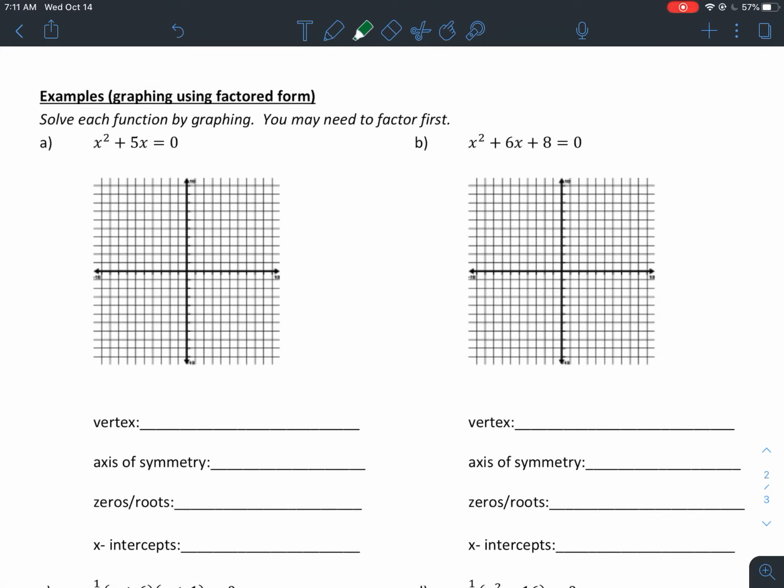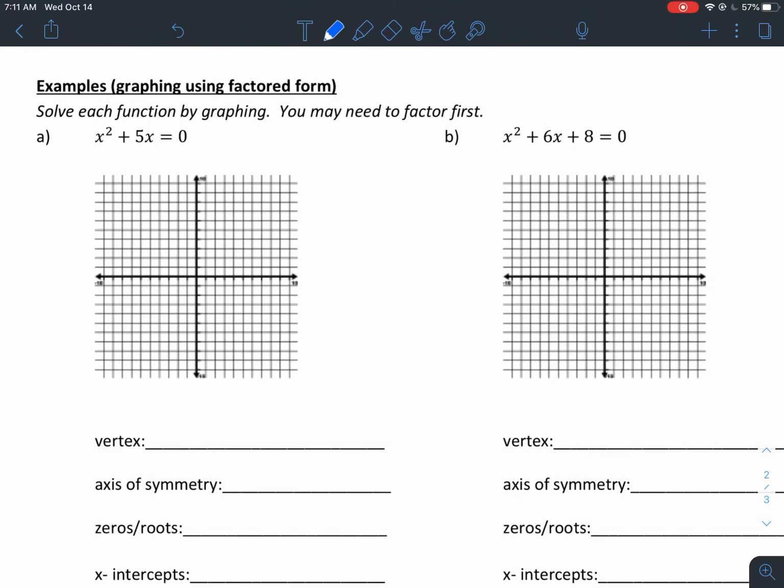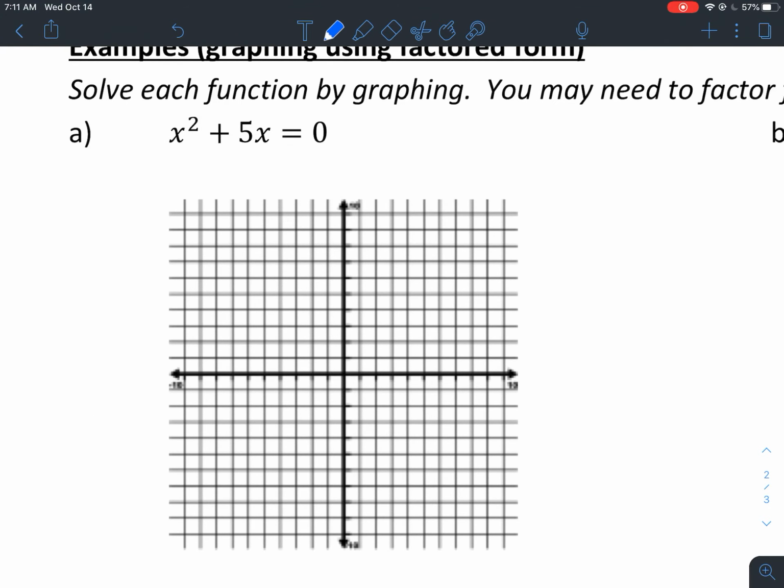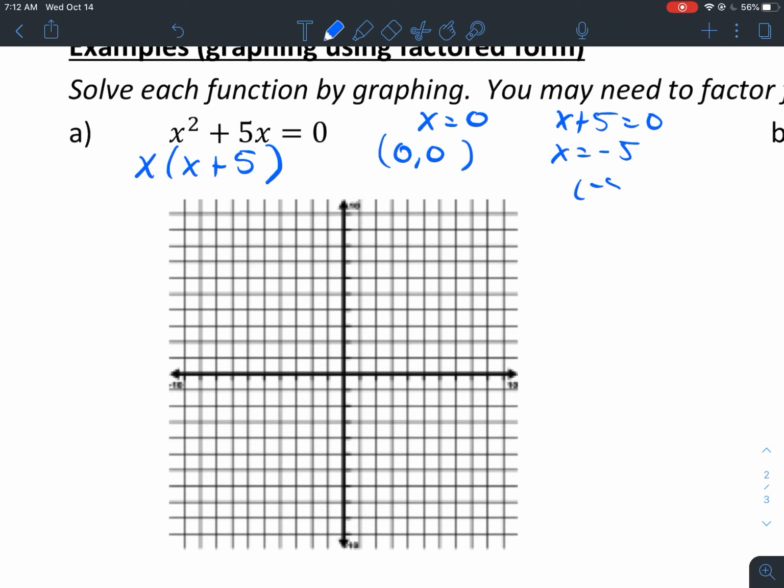All right. Next it says, solve each function by graphing. You may need to factor first. So looking at this one, we need to solve this function by graphing. We're going to solve first by factoring. I can take out a greatest common factor here, which is going to be x. So now I have x times x plus 5. Now I'm going to set each of those factors equal to 0. So I get x equals 0 and x equals negative 5. So my two zeros will be 0, 0 and negative 5, 0.